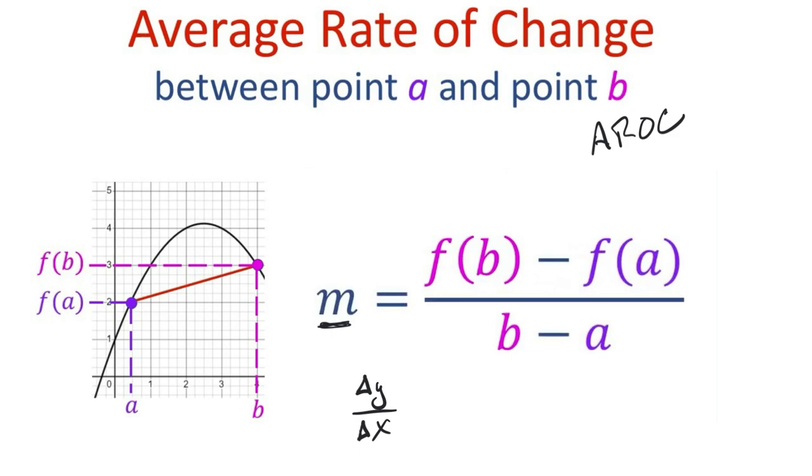So what is the difference between rate of change and average rate of change? Well, rate of change is really, we're trying to find the slope at a single point, whereas average rate of change, we're trying to figure out the slope over an interval of points.